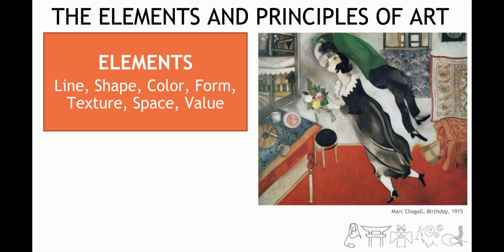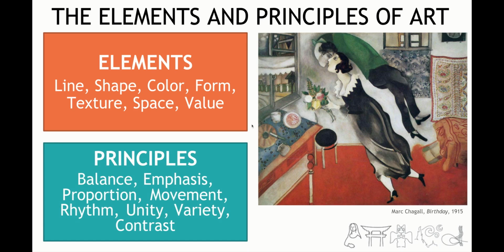The elements, being line, shape, color, form, texture, space, and value, are the basic components that make up any work of art. And then the principles, balance, emphasis, proportion, movement, rhythm, unity, variety, and contrast, are the way that we organize those elements in an artwork. Be sure that you understand these completely before you try to move on to the next step of analyzing artwork.